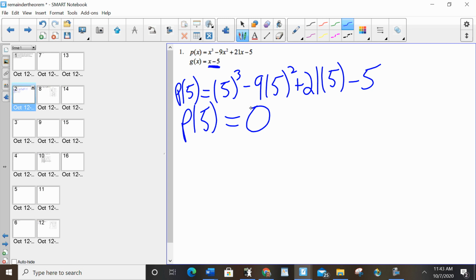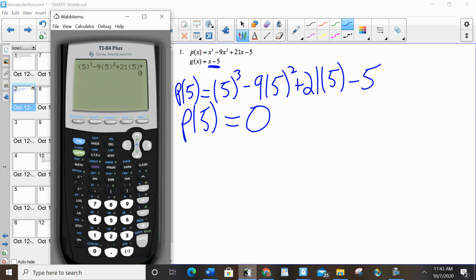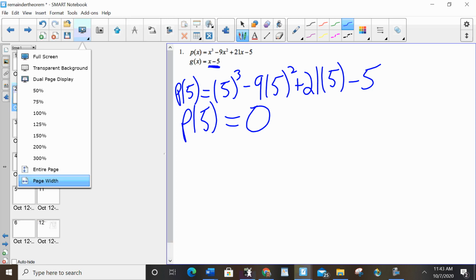Now, I want to show you something to make this even easier. It's a function in the calculator called storing. So here's what I'm going to do. If I want to substitute a value into something, I'm going to store it. So in this case, I'm substituting 5 in. So I'm going to hit 5, store. Store is above the on button in the bottom left-hand corner. Let me see if I can actually quickly show you that.